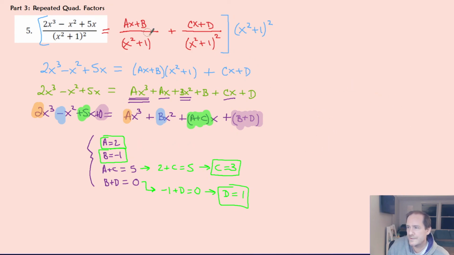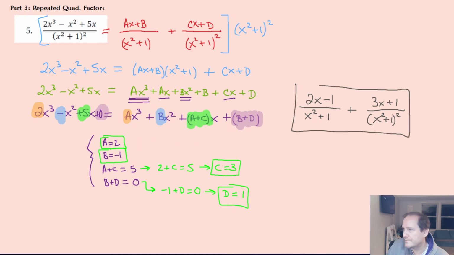So we wanted a plus b. That'll be 2x minus 1. So 2x minus 1 will be the numerator of the x squared plus 1 fraction. And then 3x plus 1 will be the numerator of the x squared plus 1 squared term. But there's your partial fraction decomp. That's the best we can do. You can't break that down any further, so there's your answer.